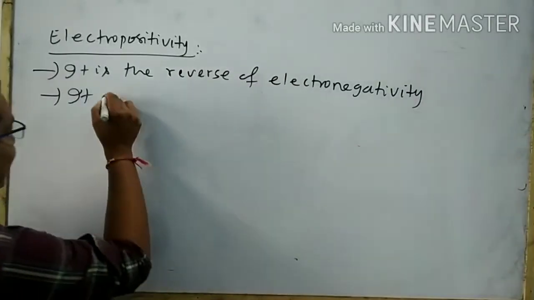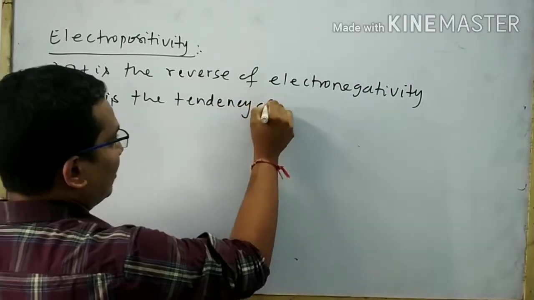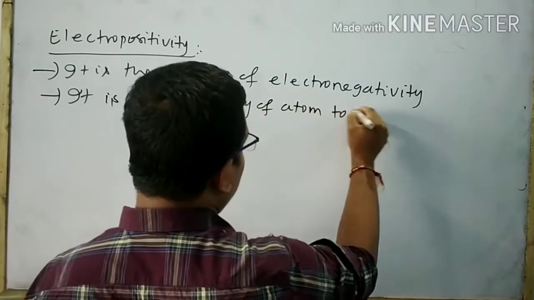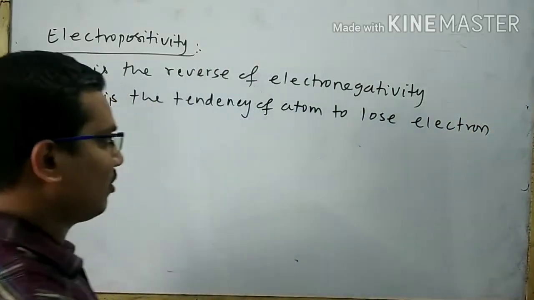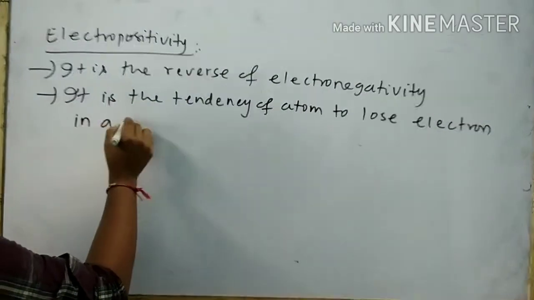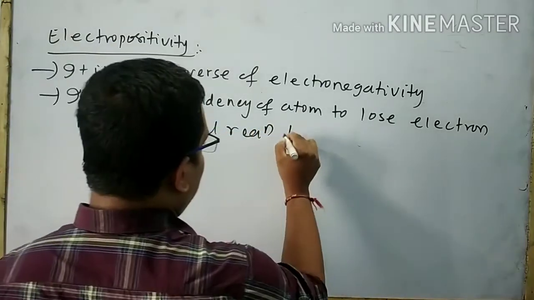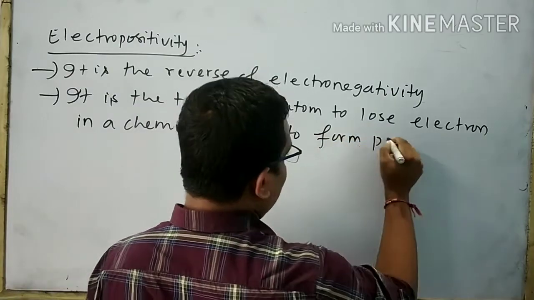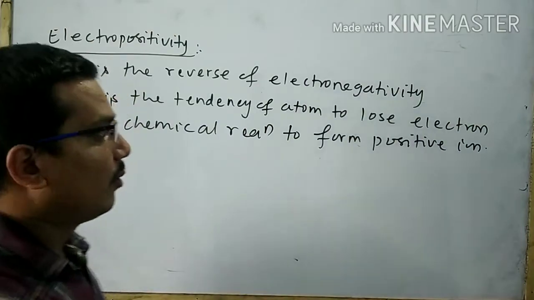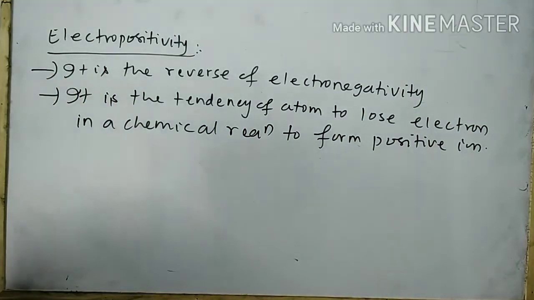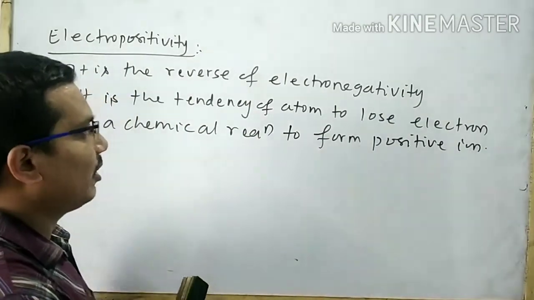So you can write, it is the tendency of an atom to lose an electron in a chemical reaction to form a positive ion. More is the electronegativity of an element, less is the electropositivity of that element.